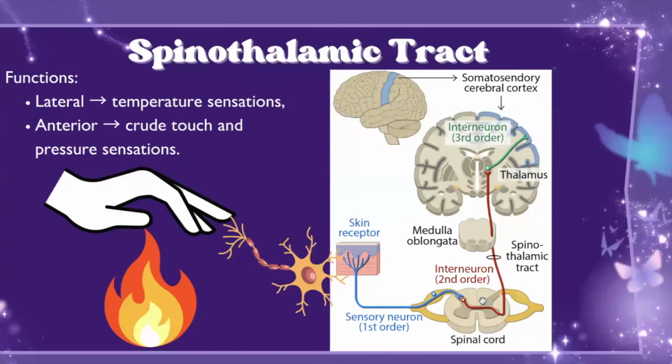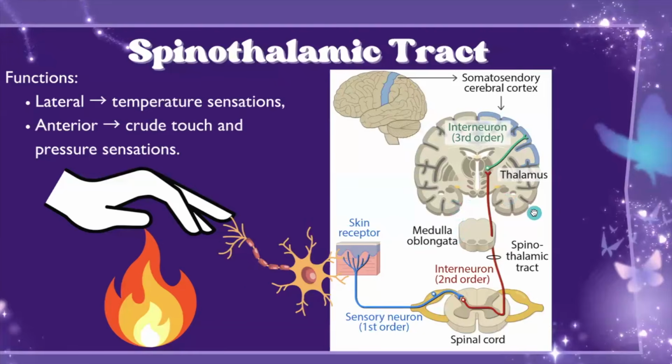So the fibers carrying pain and temperature sensations form the lateral spinothalamic tract, and they go in the lateral white column. Whereas the fibers carrying crude touch and pressure sensations form the anterior spinothalamic tract, and they go to the anterior column and ascend anteriorly. Both of these tracts, when they get to the medulla, form the spinal lemniscus. It's also called the lateral lemniscus.